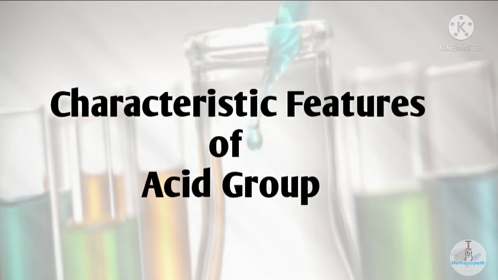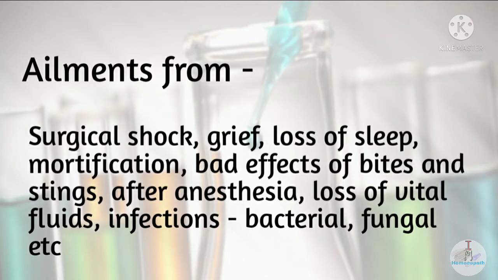Characteristic features of acid group. Ailments from surgical shock. Surgical shock is the shock to the circulation resulting from surgery. It is often commonly caused due to blood loss during surgery. Grief. Grief means intense sorrow, especially caused by someone's death. But the grief can be due to any reason, but just to let you know the intensity of the sorrow, one example is given here, that is caused by someone's death.